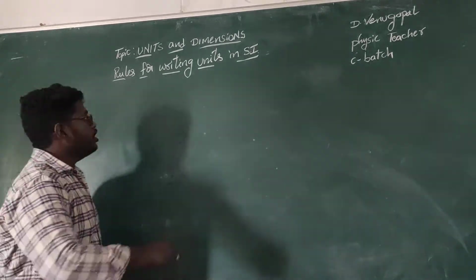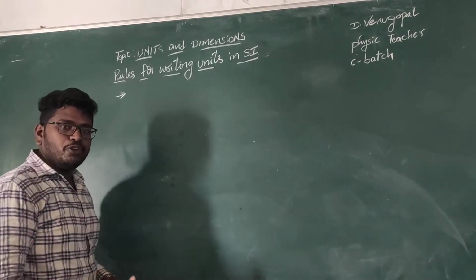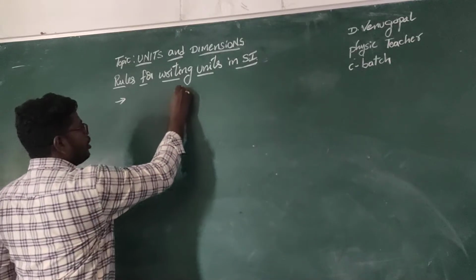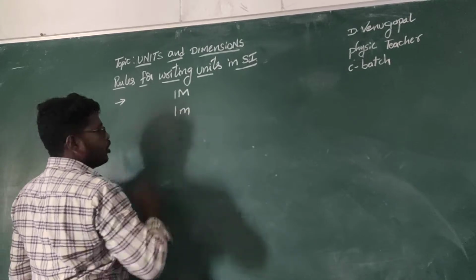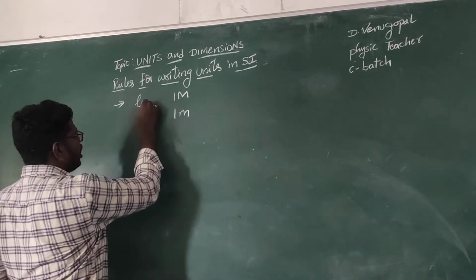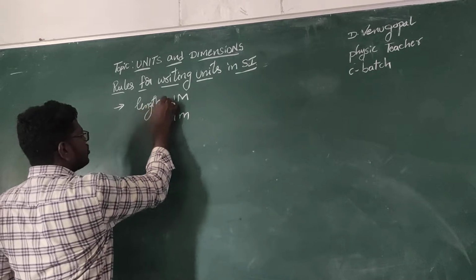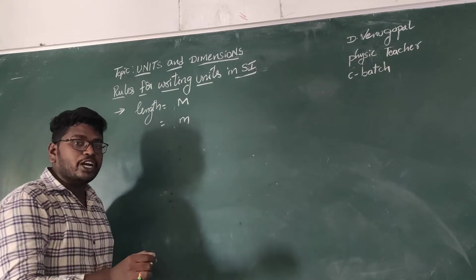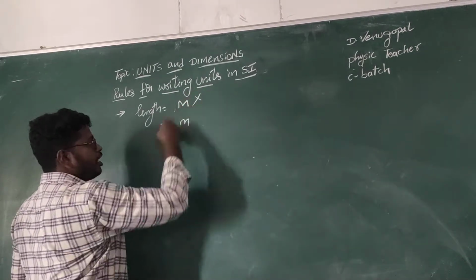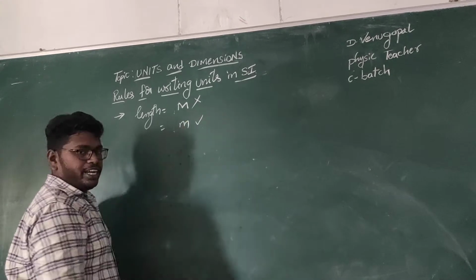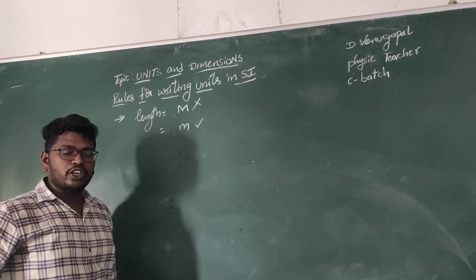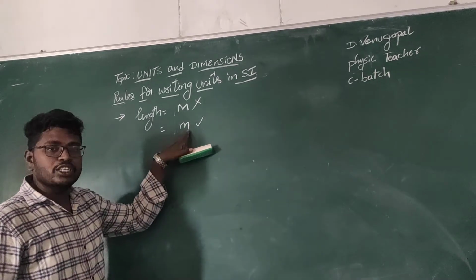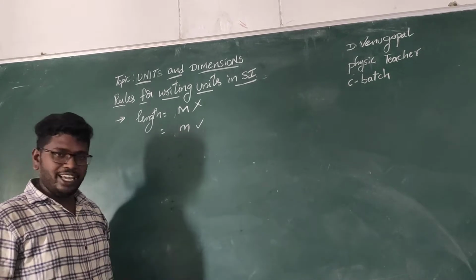For example, the first point is, whenever you are going to write the fundamental symbols of units, if you want to write the SI unit of length, the SI unit of a fundamental quantity, if you write it as a capital letter, it is wrong. If you write it as a small letter, it is correct. This is the first rule. What is the first rule? For SI units of fundamental quantities, we must write in small letters, not capital letters.